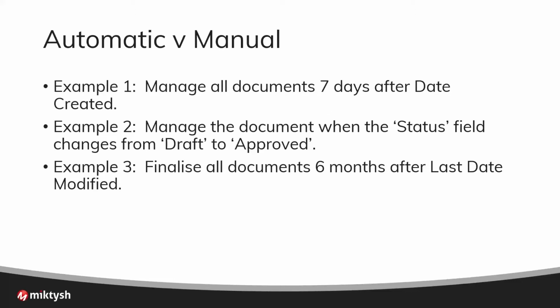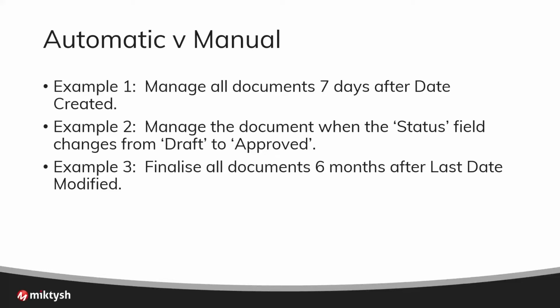Automatic versus manual. For example, you might have a lifetime management policy sitting on a document library that says, I want all the documents in here to be managed 7 days after they've been created. So the users save their documents into a document library, and automatically in 7 days' time, the document becomes managed. The user does nothing. The system, the integration does it all for you.